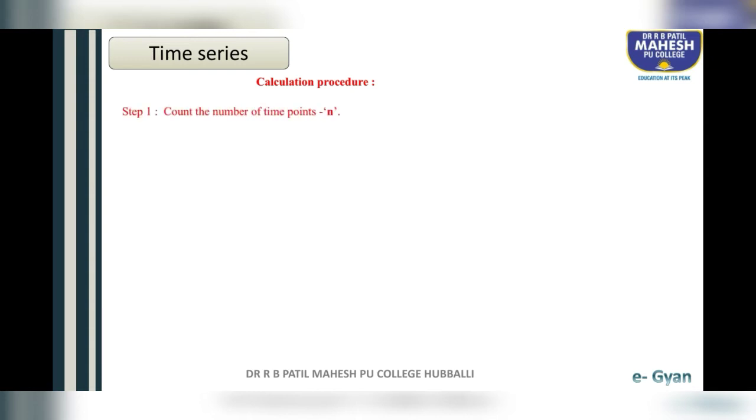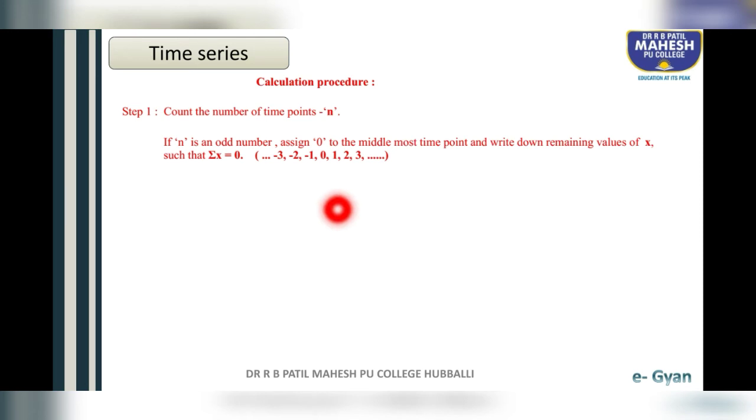Okay, students, the calculation procedure: how to fit the straight line trend. There are steps. In the first step, when the question is given, count the number of time points, that is small n. Suppose n is an odd number, assign 0 to the middlemost time point and write down the remaining values of x, such that summation x is always 0.